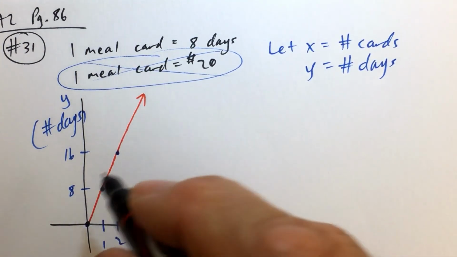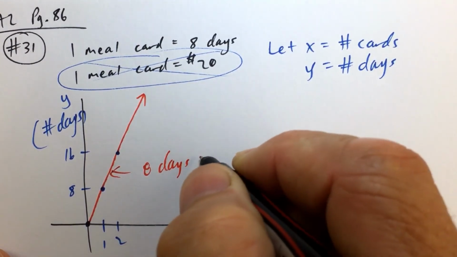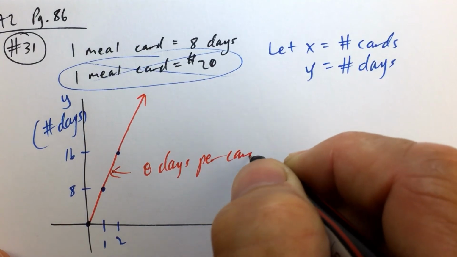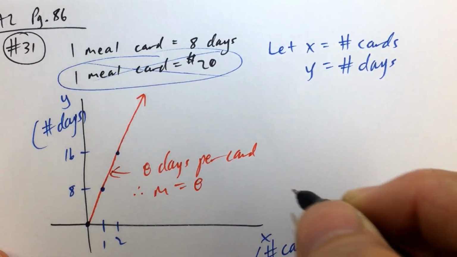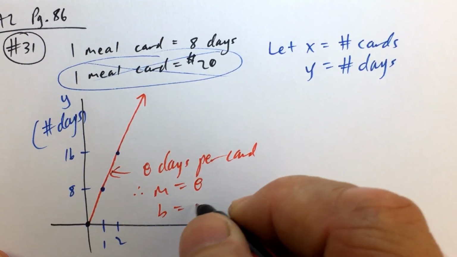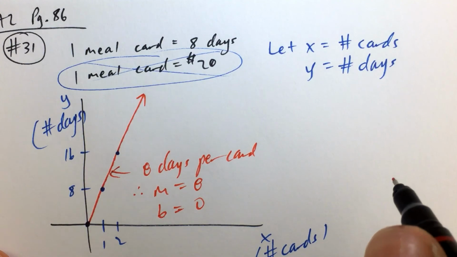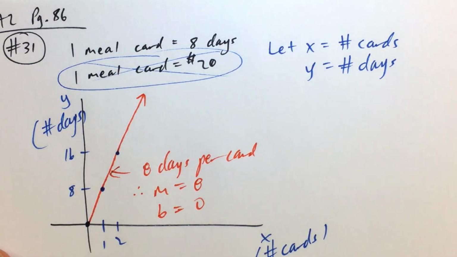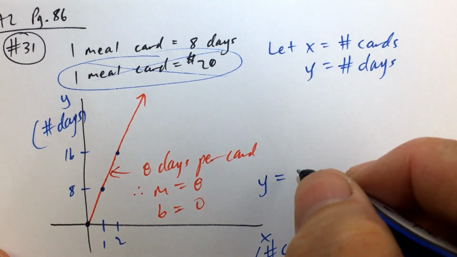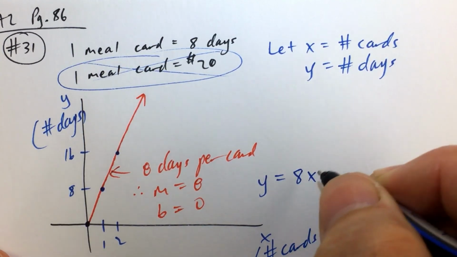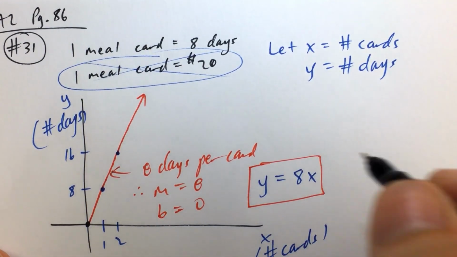So if we have 8 days per card, that means that's the rate of change. That's the slope. Therefore, the slope is equal to 8. And the y-intercept we can see is 0, because if you don't have any cards, then you don't get to eat. So therefore, the equation of this line is y equals slope times x plus the y-intercept. The y-intercept is 0, so we just have y equals 8x.